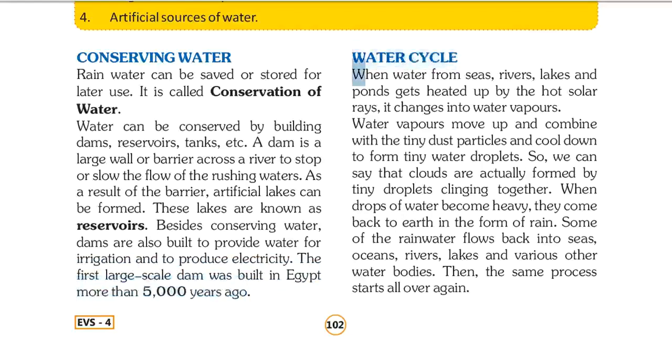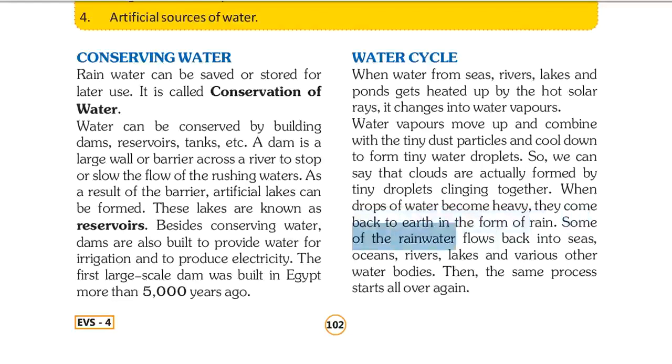Water cycle. When water from seas, rivers, lakes and ponds gets heated up by the hot solar rays, it changes into water vapors. Water vapors move up and combine with the teeny dust particles and cool down to form teeny water droplets. So, we can say that clouds are actually formed by teeny droplets clinging together. When drops of water become heavy, they come back to earth in the form of rain.